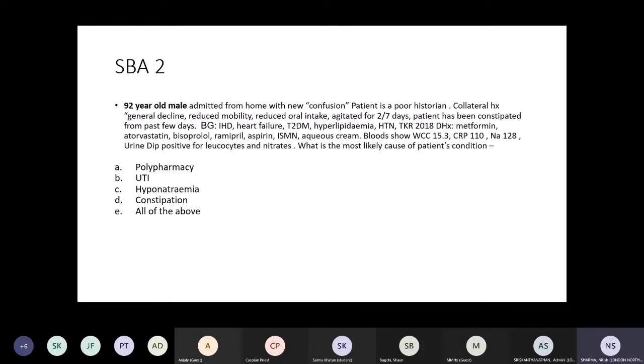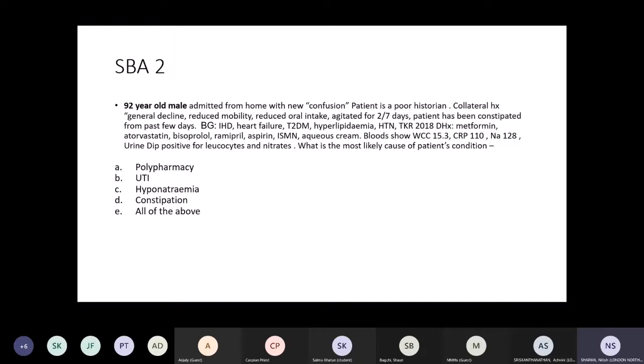Okay, going on to our second SBA. A 92-year-old male admitted from home with a new confusion. Poor historian, as with every elderly patient. Collateral history from the family: there is a general decline, reduced mobility, reduced oral intake, has been agitated for 2 days, and has been constipated for the past few days as well.